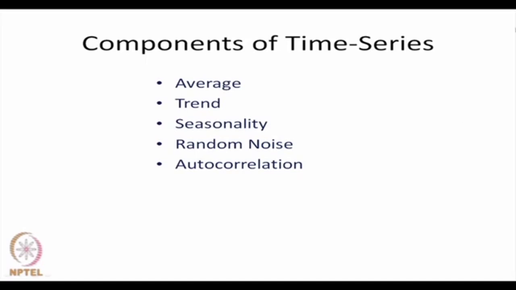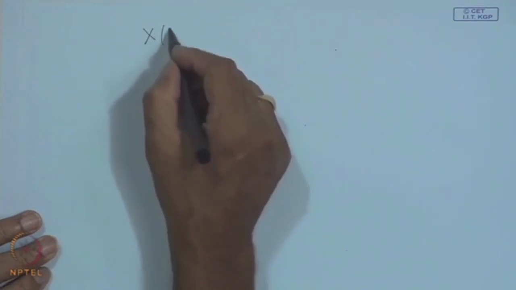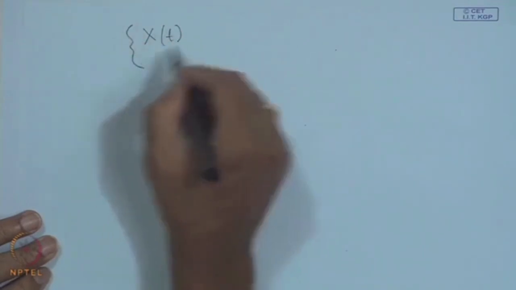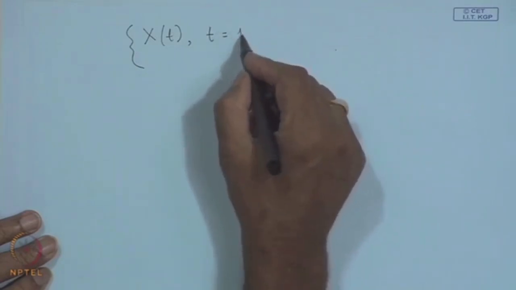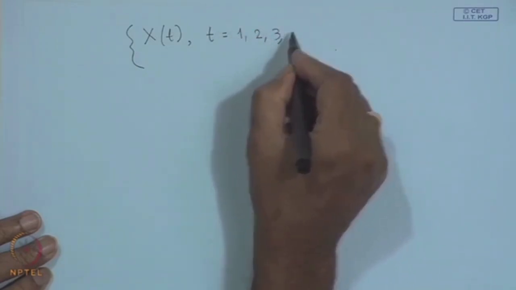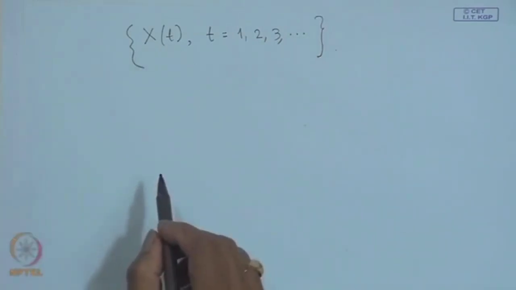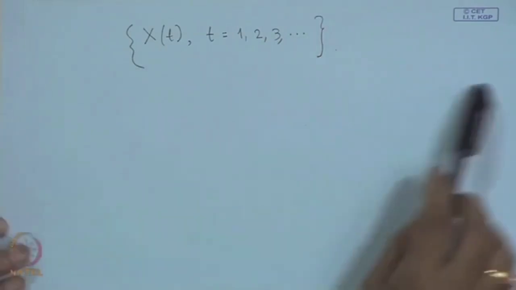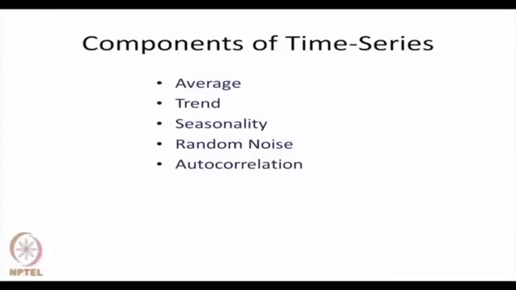Please recall that time series means that we have observed a particular variable x_t for various values of t. This is called a time series. Observed values of x at different points of time.